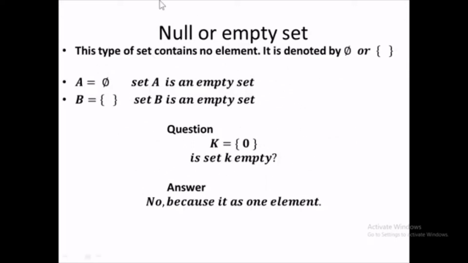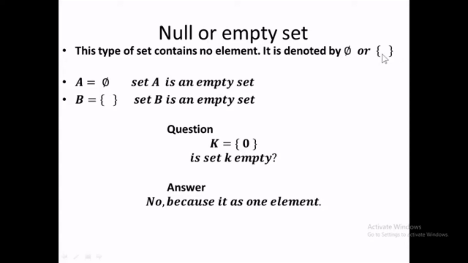Also, we have the null set or empty set. Another term under set theory is the null or empty set. A set is empty when it has no element at all in it. It is denoted by a zero crossed with a straight line, or by two curly brackets with nothing inside.